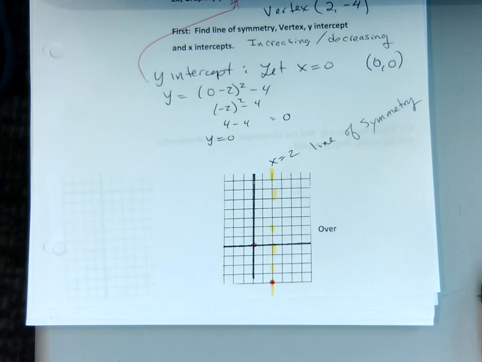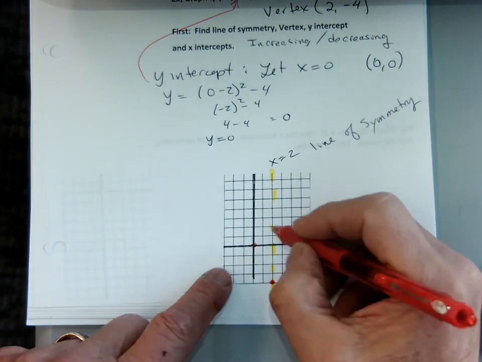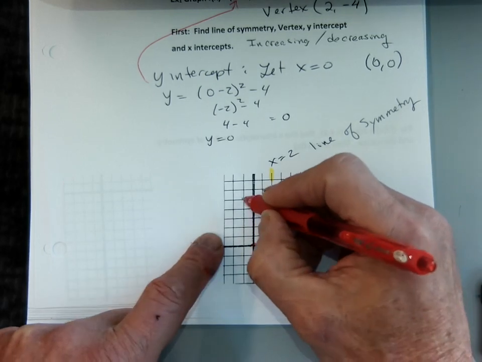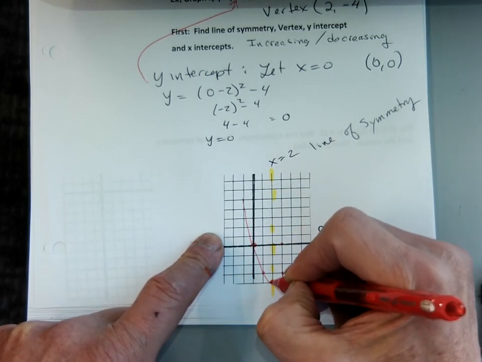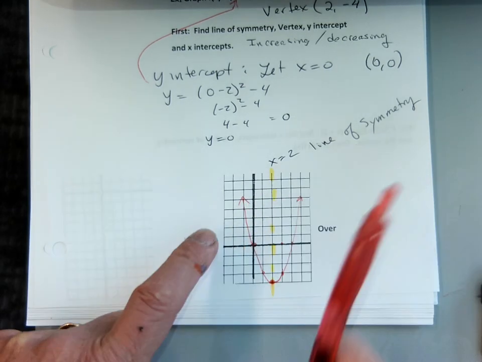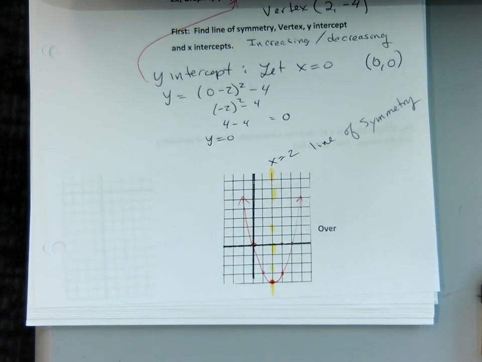Now, if we want to do it really carefully, we can. I can go my 1, 1, 2, 4, but I can just go ahead and draw in my parabola. Oh, I missed it. There it is. What do you think? Looks great. Thumbs up?